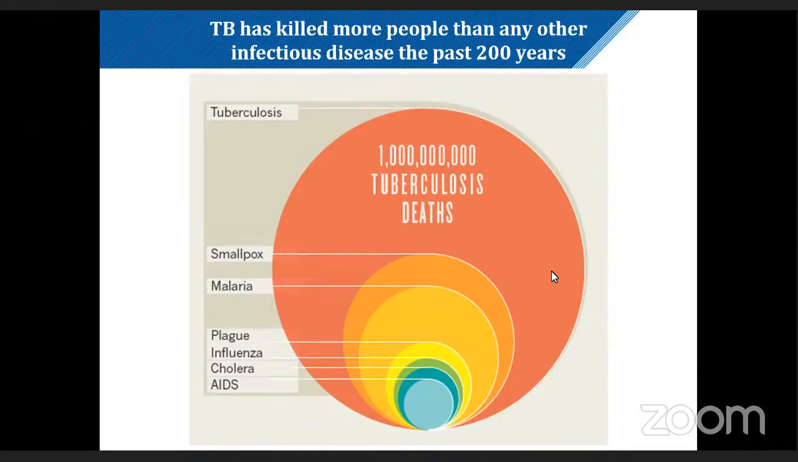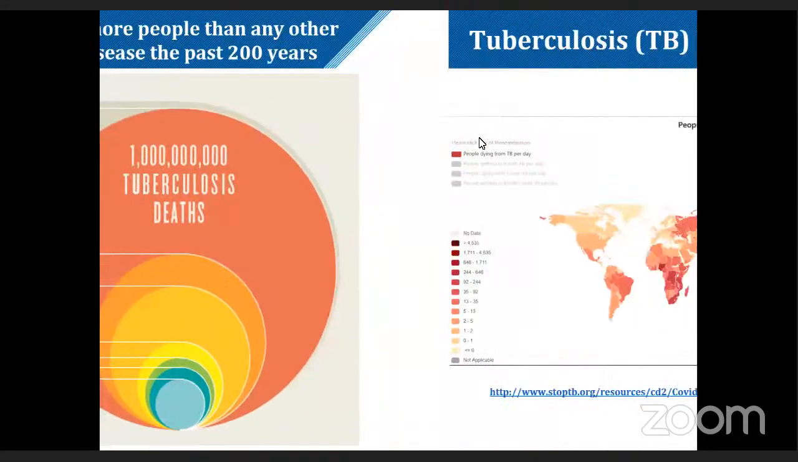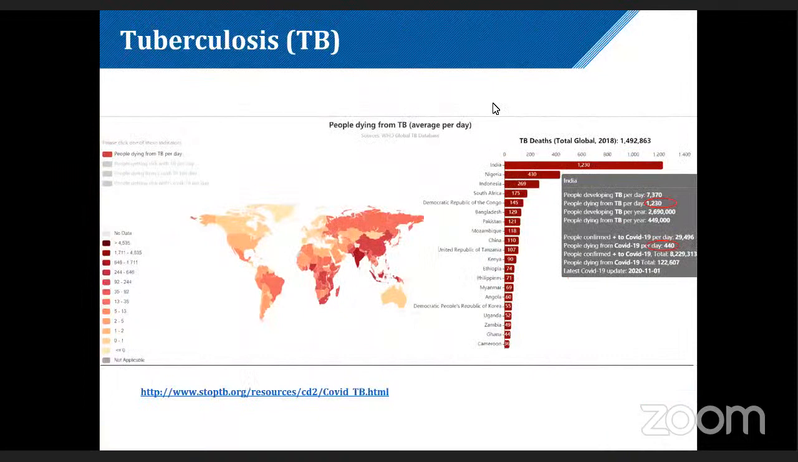So more than malaria, more than AIDS, and also now still more than COVID. However, what you see for TB is that if you look here on the right, the number of people dying of TB, for instance in India, is 1,200, whereas people dying in the same area from COVID is 440. But still, TB does not get the same attention as COVID-19.